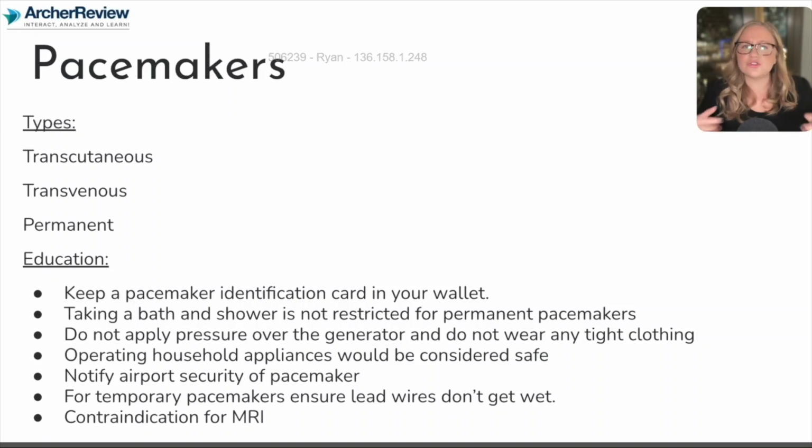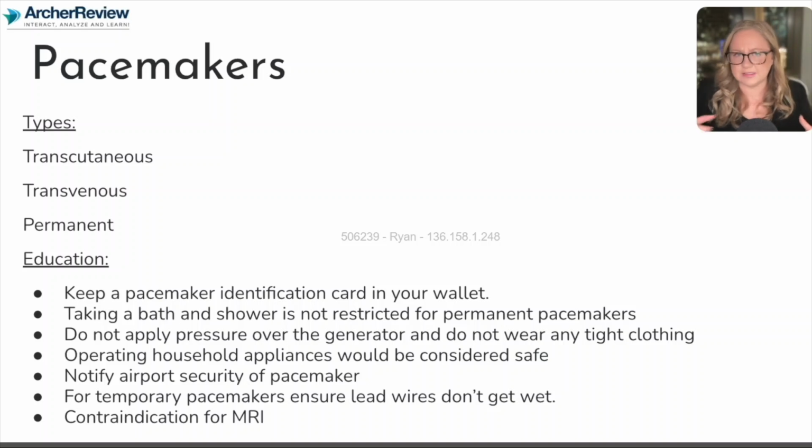Transcutaneous means through the skin. So these are those pads that you see we might put on the client if we're going in an emergency situation. We're going to send electricity through their skin with those pads to stimulate electrical activity in the heart. So that's going to be a very temporary pacemaker situation that we can quickly throw on the client in an emergency and pace them. A little bit more permanent is transvenous, through the veins.